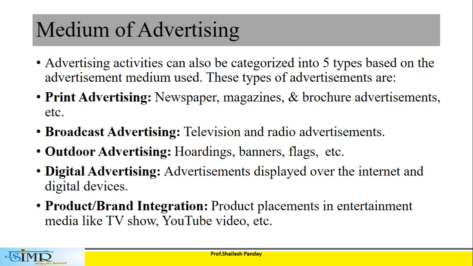The first one is print advertising, where you will see newspaper, magazine, and brochure advertisements. These are the part of print advertising, where you find the advertisement in print form. You must be seeing a lot of advertisements in the newspaper. Magazines also carry advertisements of different brands. Brochure advertisements are mainly for B2B business where industrial sales are happening. So that is also a well-known print advertising medium.